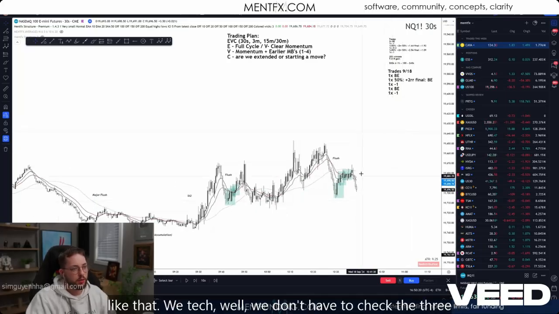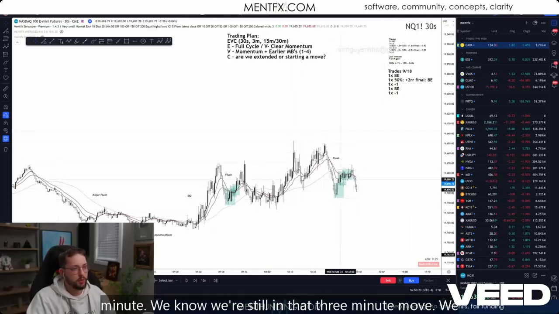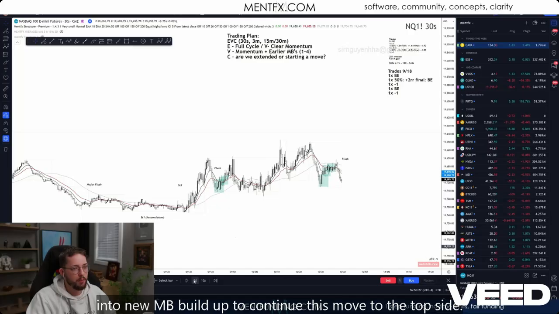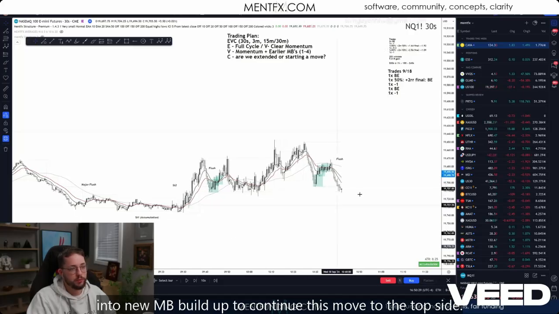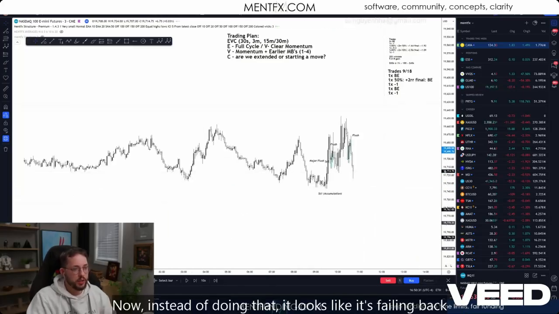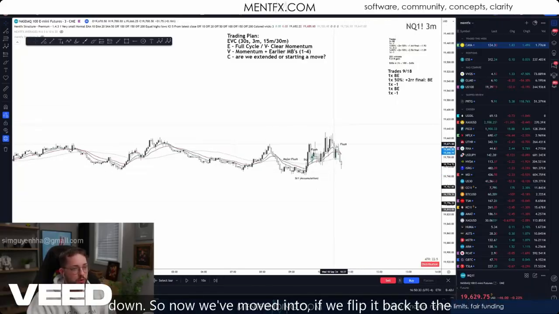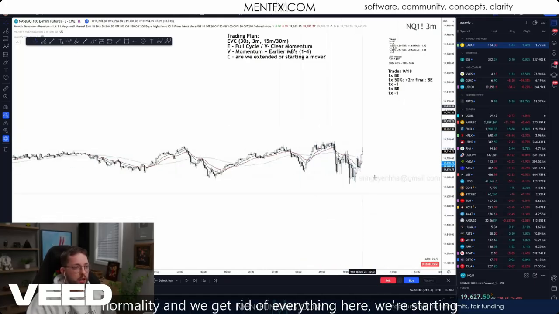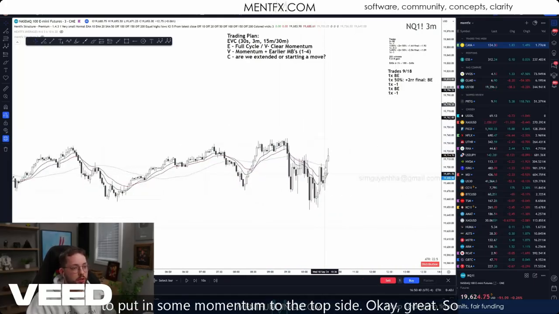We don't even have to check the 3 minute. We know we're still in that 3 minute move. We know this is still the overall flush. And now we might go into new MB buildup to continue this move to the top side. Now, instead of doing that, it looks like it's failing back down. So now we've moved into, if we flip it back to the normality and we get rid of everything here, we're starting to put in some momentum to the top side.